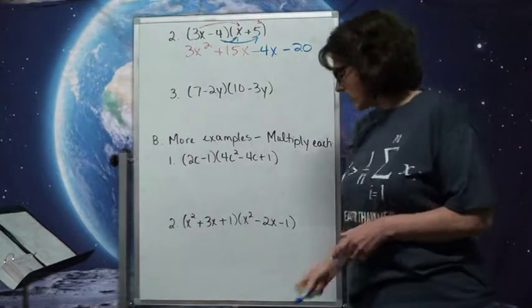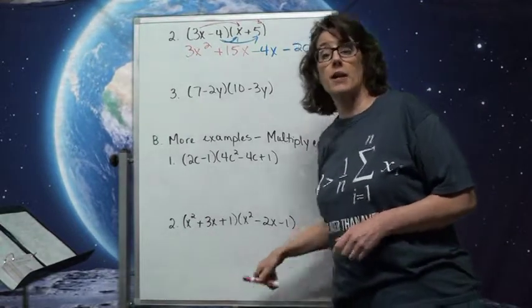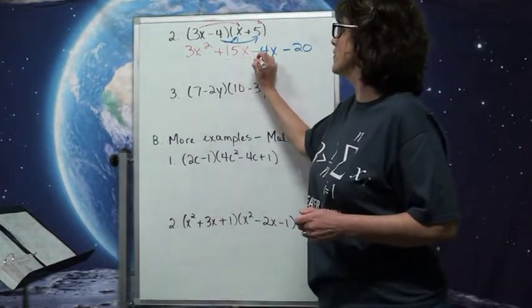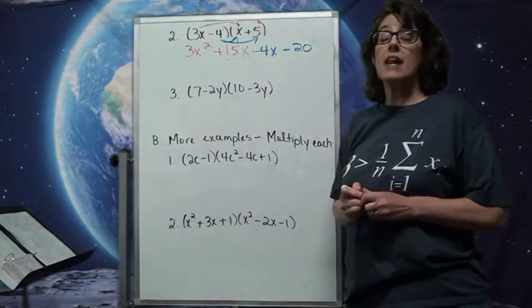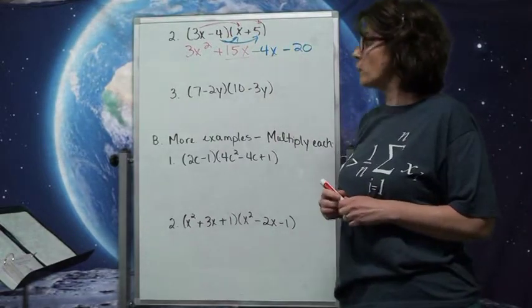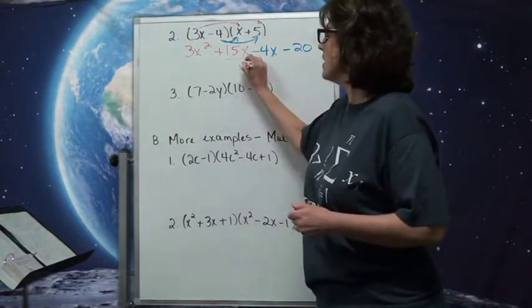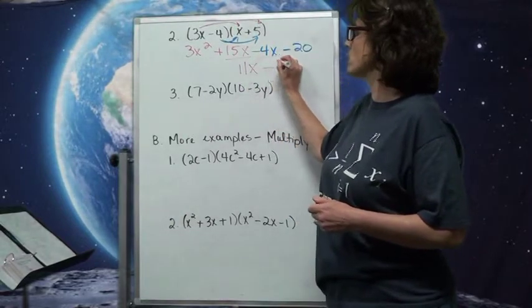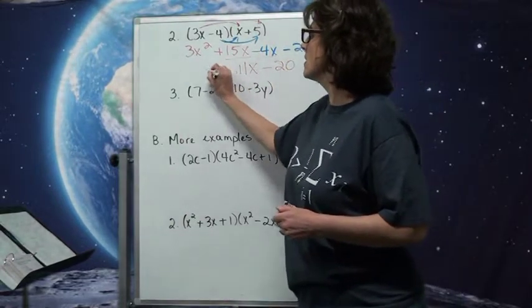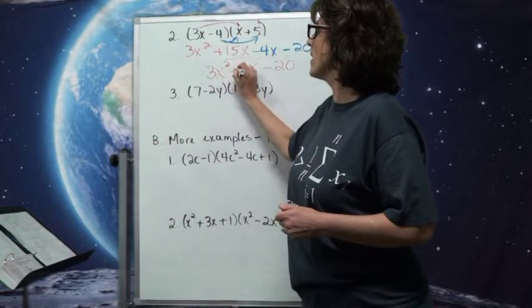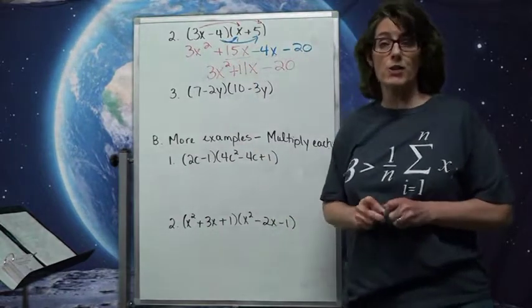And now I'm going to look and I'm going to say, are there any like terms that I can combine? And in fact, there are right here, 15x minus 4x. And if I take a 15x and I subtract a 4x, 15 minus 4 is 11. And we know that when we combine up like terms, we are going to work those coefficients and we're going to keep the variables the way they are because that's what's making like terms is the variables.